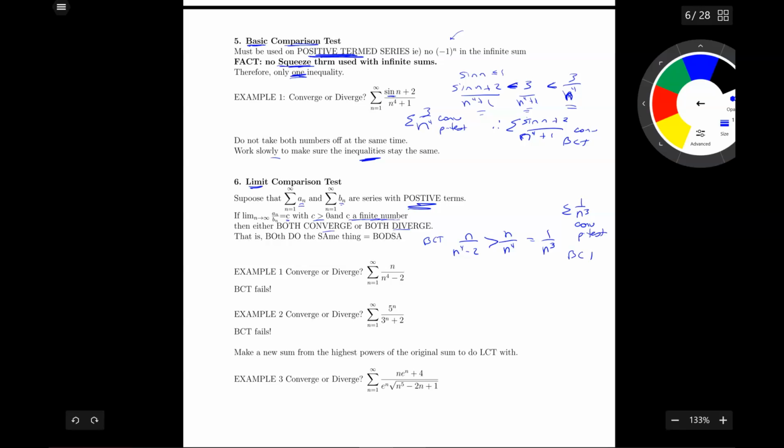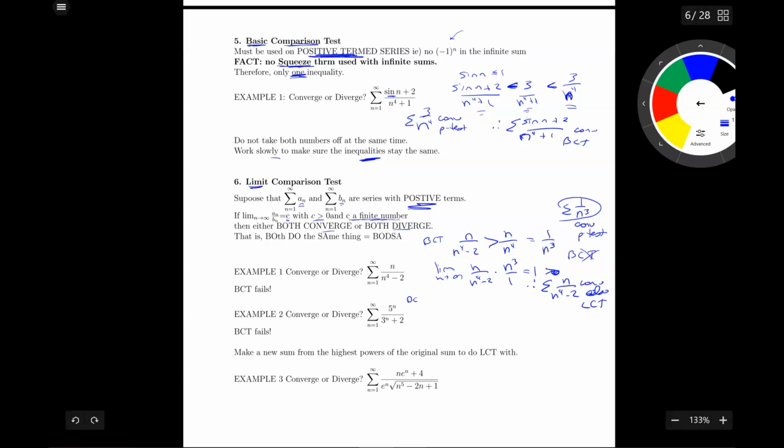So this is where BCT fails, right? So then you would have to go to the limit as n goes to infinity of your original guy times the reciprocal of my new one, right? This one. And so I would get n to the 4th over n to the 4th. That's 1. That's bigger than 0. So they both do the same thing. So that's how I would get this guy converges also by LCT.